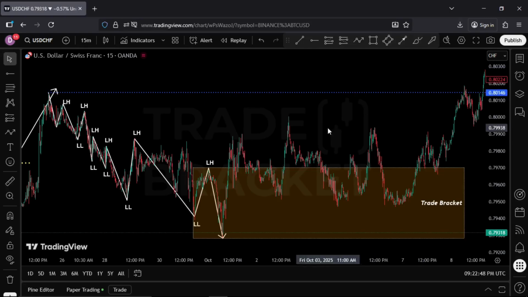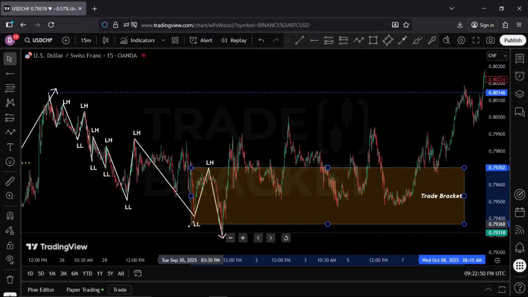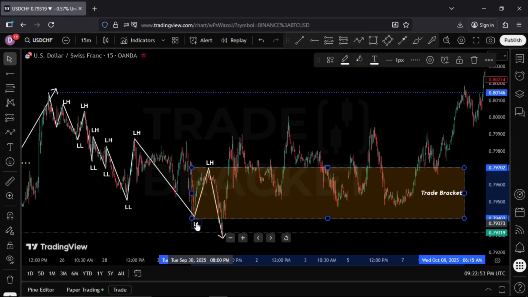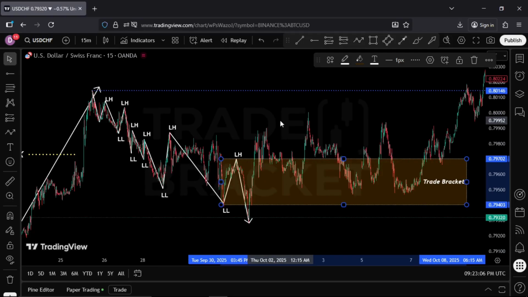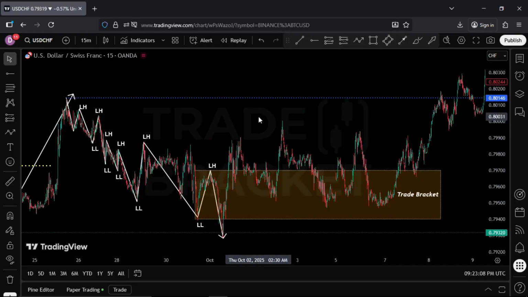All right, so now let me just drag it back to the last lower low to be made. As soon as you draw your trade bracket, the next thing is you want to measure your trade. According to the strategy, we are only taking trades that are at least a 1 to 2. If it's not a 1 to 2, leave it alone. Just close your charts and wait for another setup.